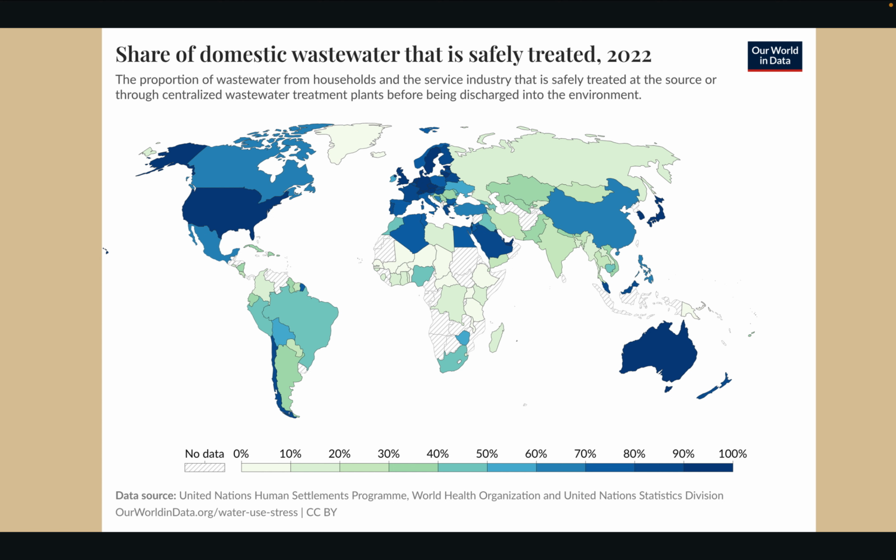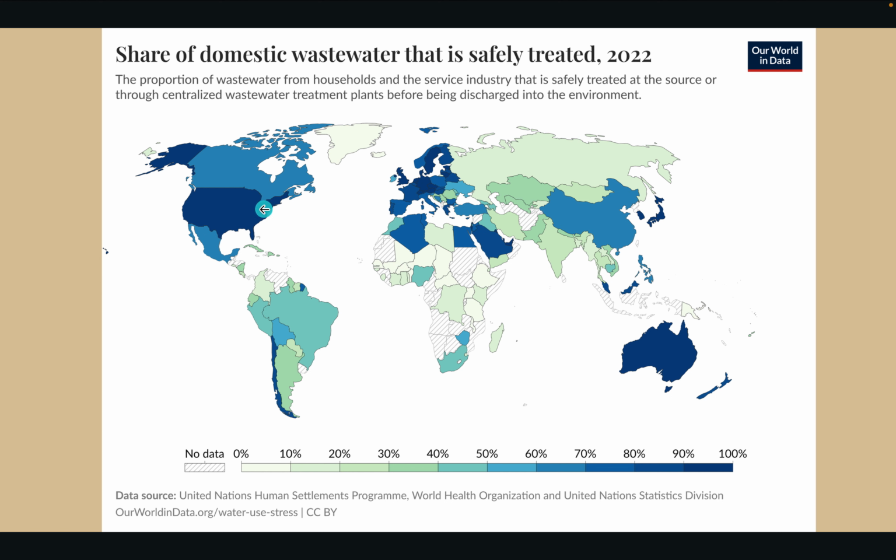Next, we have the share of domestic wastewater that is safely being treated as of 2022. And this is the proportion of wastewater from households and the service industry that is safely treated at the source or through centralized wastewater treatment plants before being discharged into the environment.